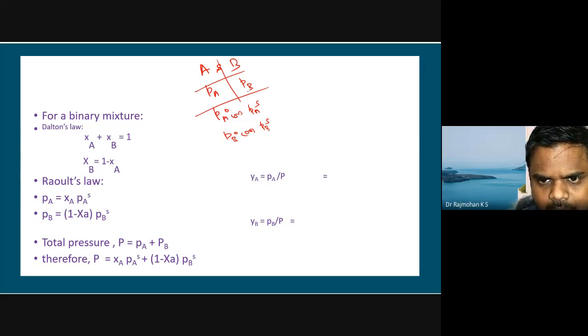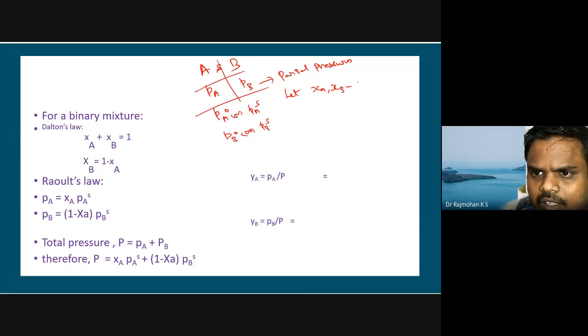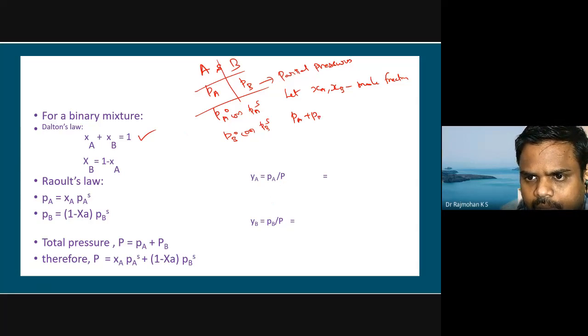Now, what are PA and PB? PA and PB are partial pressures, and we know that XA and XB are mole fractions. Then from Dalton's law, for a binary mixture, the summation of mole fractions is equal to 1. So taking it to the right hand side, we have XB equal to 1 minus XA. Also YA is PA by P, or YB equal to PB by P. The summation of partial pressures PA plus PB is equal to total pressure.